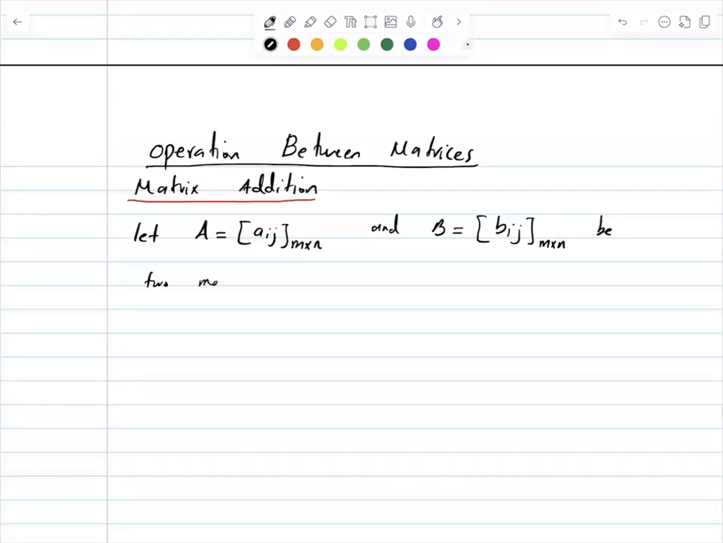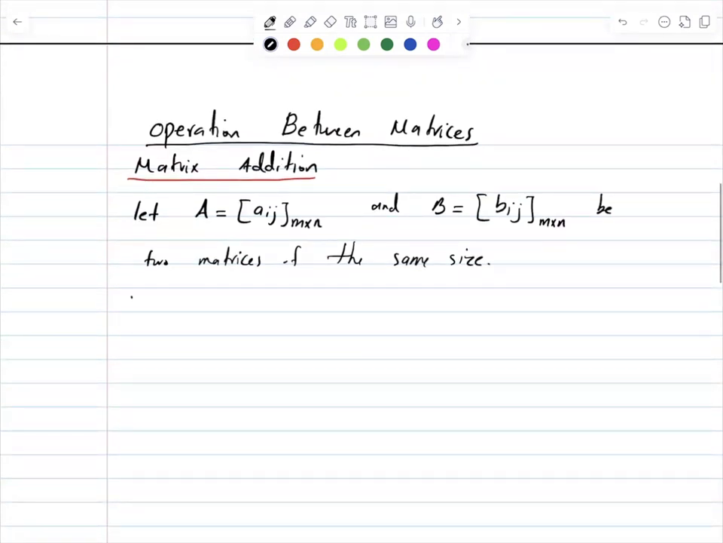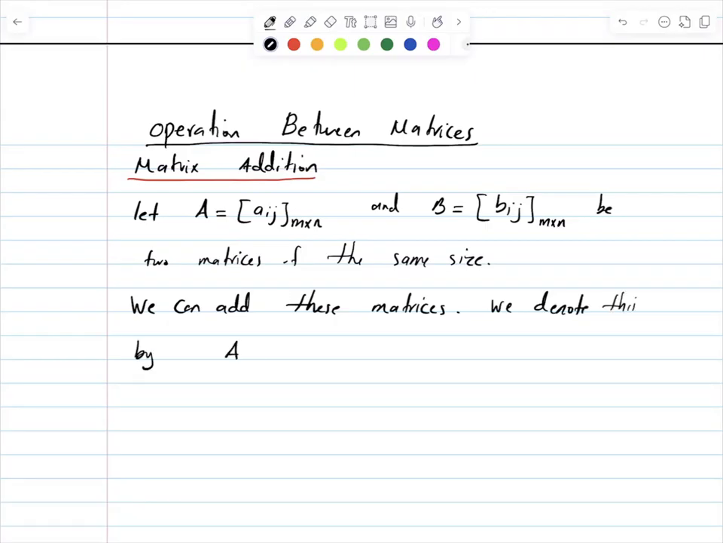So we have two matrices of the same size. What can we do? We can add these two matrices together. We denote this by A plus B. This basically generates a new m by n matrix for you. So you can write it this way.